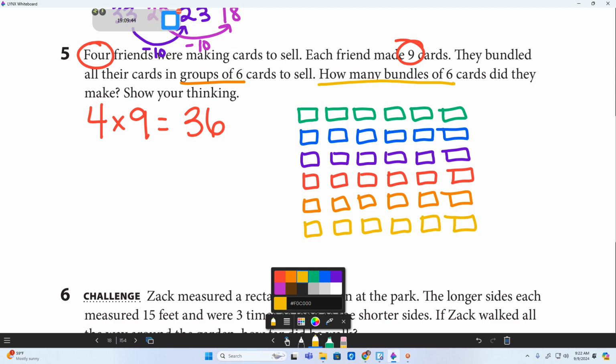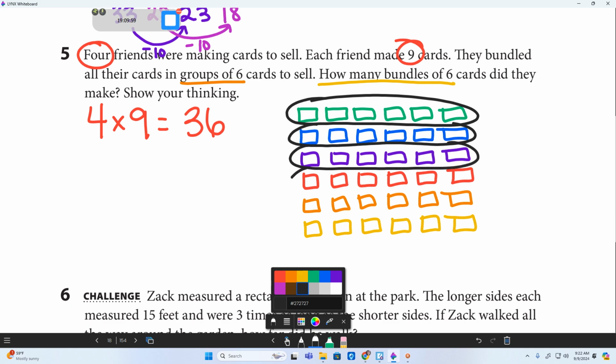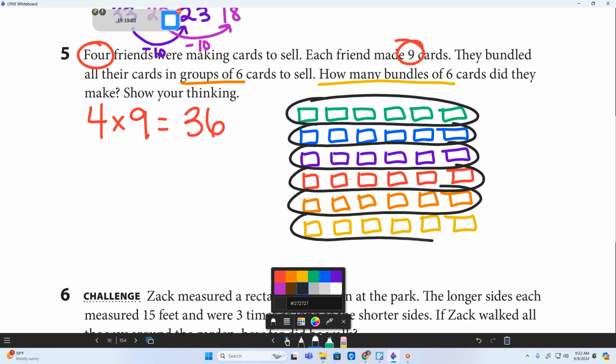So there are my 36 cards, but they need to be in bundles of 6. And the question is, how many bundles of 6? Well, there's one bundle of 6. There's another bundle of 6. There's another bundle of 6. There's another group of 6, another group of 6, and another group of 6. And there are 1, 2, 3, 4, 5, 6 bundles is the answer. So what we really did is we took 36 cards, divided into groups of 6. And that's how many bundles is our final answer.